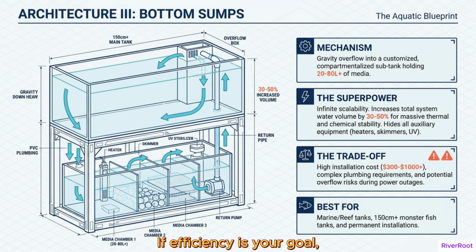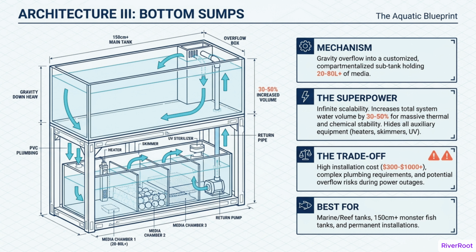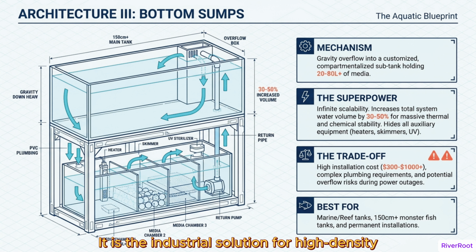If efficiency is your goal, trickle filtration is the engineering limit. By surrounding the water with air rather than submerging the media, it creates a thin film interface. This allows oxygen to diffuse into the biofilm with zero resistance, making its nitrification rate 3 to 8 times higher than submerged systems. It is the industrial solution for high-density monster tanks and koi ponds.